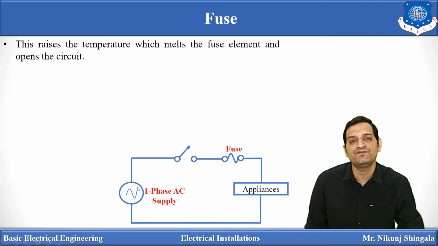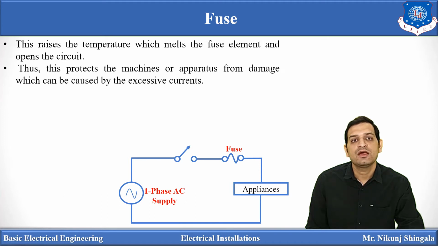Here you can see a single phase supply given to an appliance through the combination of a switch and fuse. Suppose the switch is connected and the fuse is also connected. Under normal conditions the appliance will work. Now suppose under faulty conditions an excessive amount of current flows in this loop, then the element of the fuse will melt and the circuit will break over here. So appliances can be protected from excessive current. Thus this protects the machines from damage which can be caused by excessive current under certain faulty conditions.